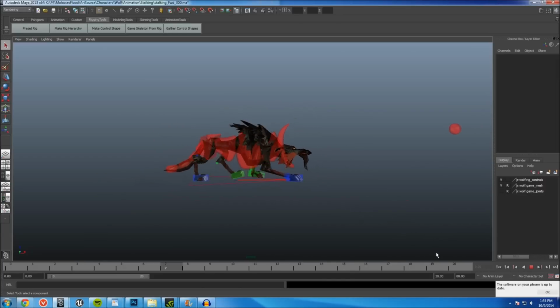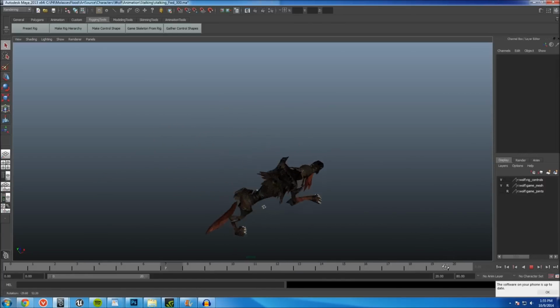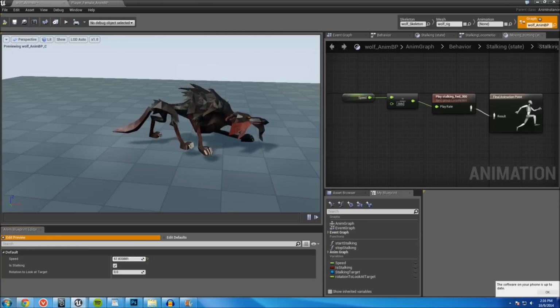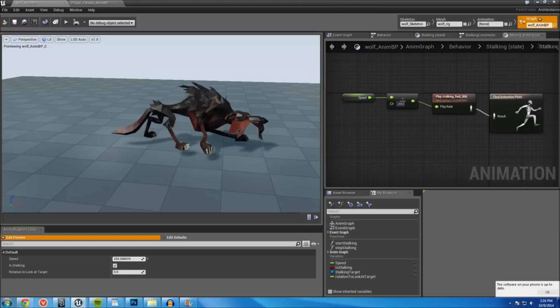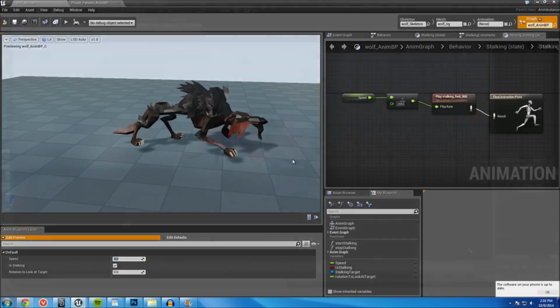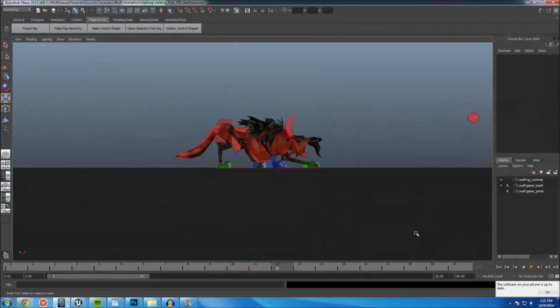I decided to start by making a walk cycle for this character. After I had an animation I was happy with for his walk, I brought it into Unreal and I scaled the play rate of the walk based on the velocity of the character. So if he's moving faster, it plays faster, if he's moving slower, it plays slower, and if he stops, the animation actually freezes.